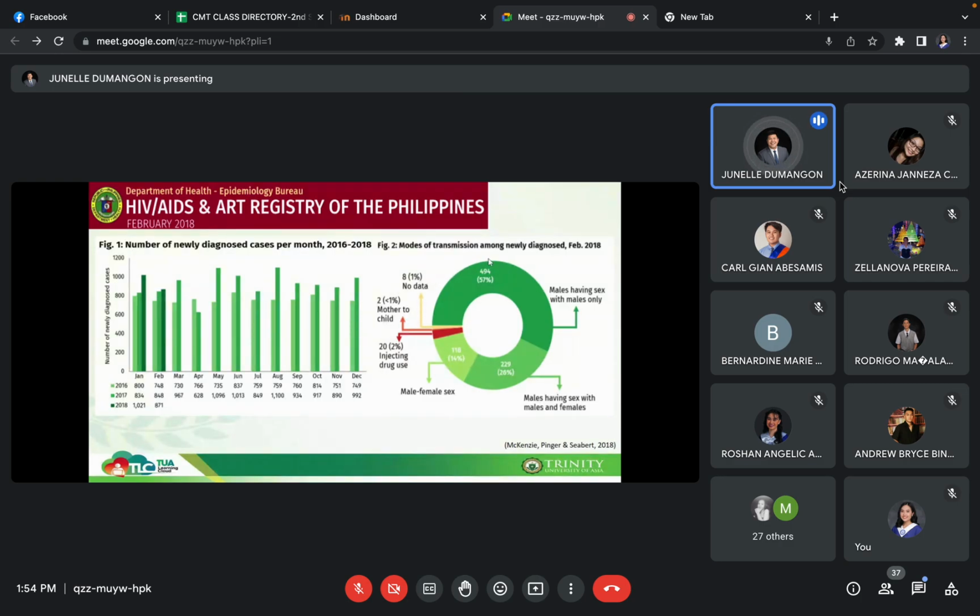How about in figure 2? In figure 2, this can be descriptive and analytic. Diba? Descriptive because it tells us the distribution, yung numbers, no, per cause. But it also answers the question, why? Why was there an increase in the cases in January? And it tells us because males having sex with males ang main cause. Okay? And then it gave us a distribution.